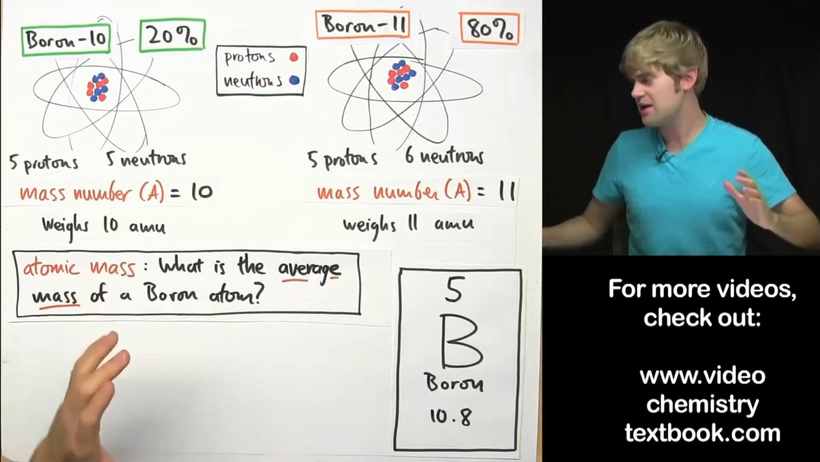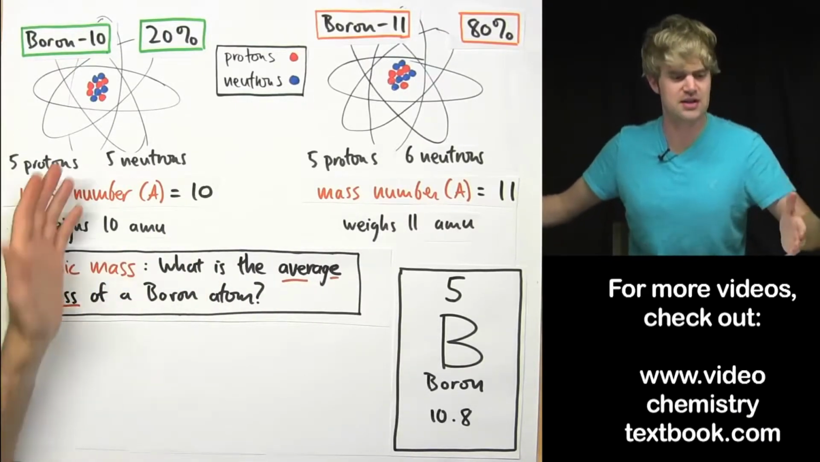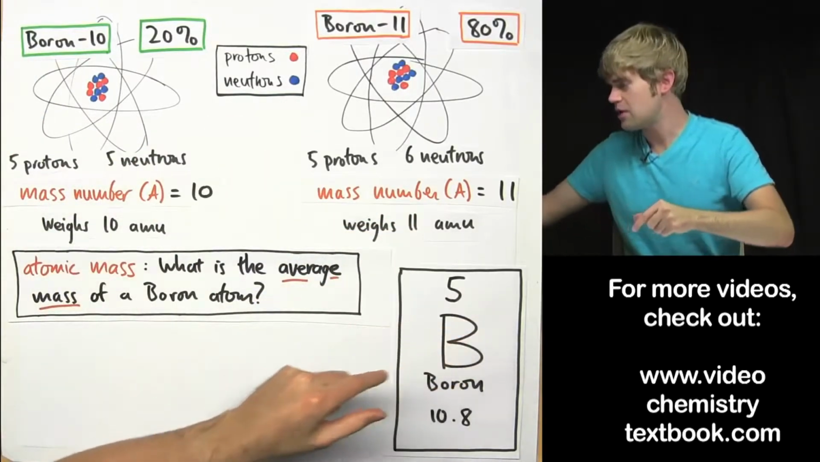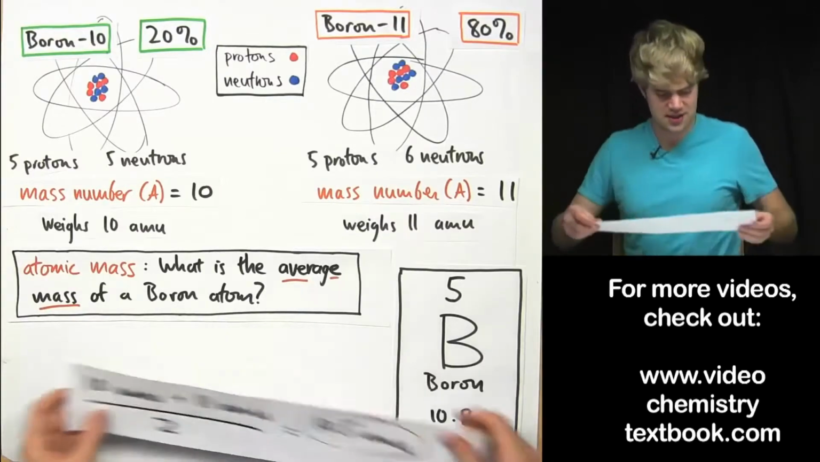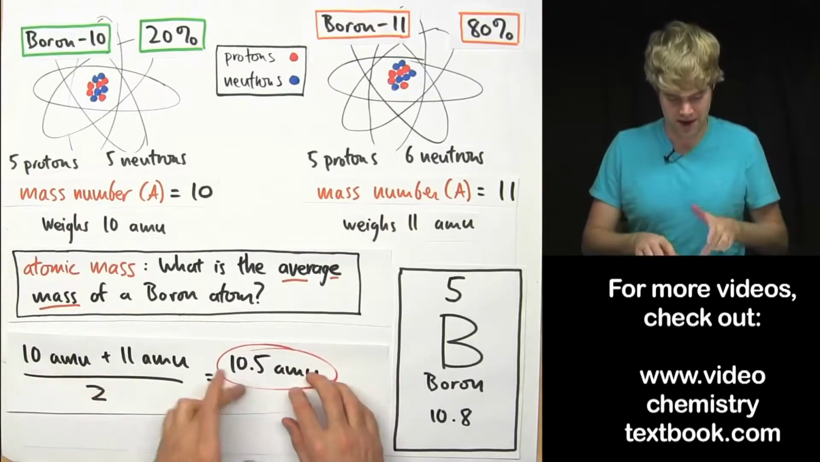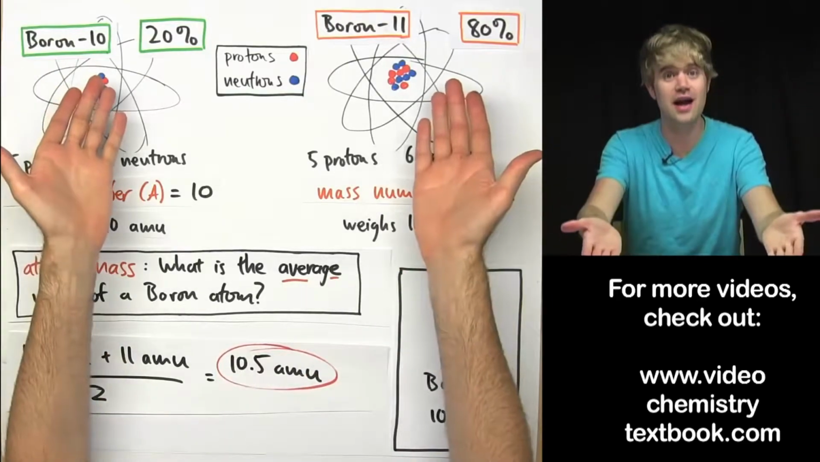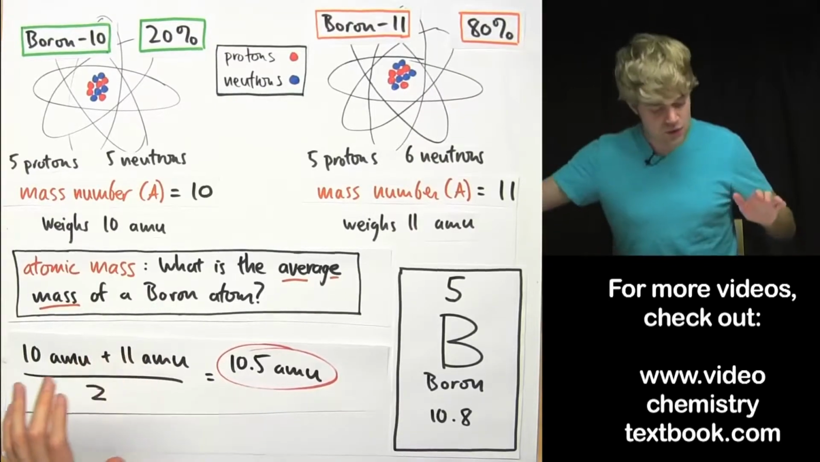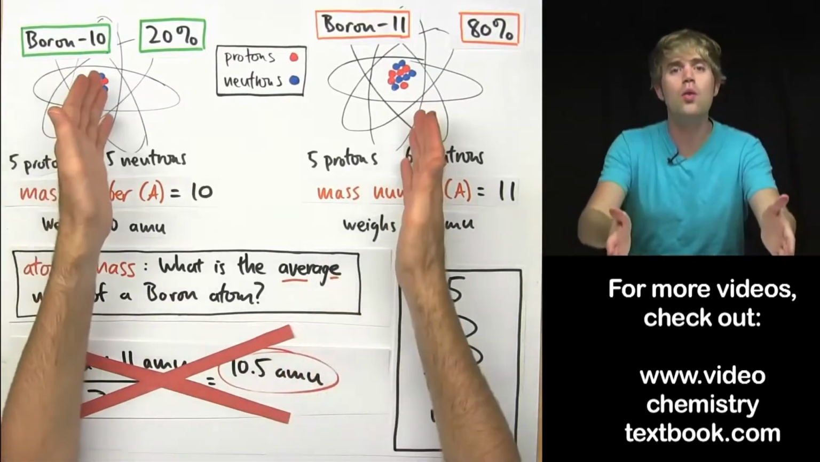Now, you might think average and say that's pretty easy. I know how to take an average. This guy weighs 10, this guy weighs 11. So why don't I just add the two of them up, 10 plus 11, and divide by 2? And then I'll get 10.5, right? That's how I take an average. No, it's wrong. That is one way that you can take an average, but it won't work here.